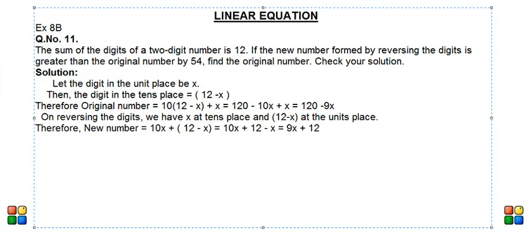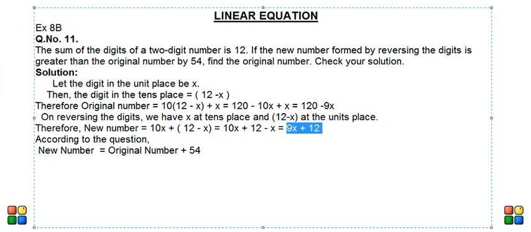I'm going to tell you. According to the question, the new number is equal to the original number plus 54. We know what the new number is: 9x plus 12 is my new number. And what is the old or original number? It was 120 minus 9x. I think you are getting it.